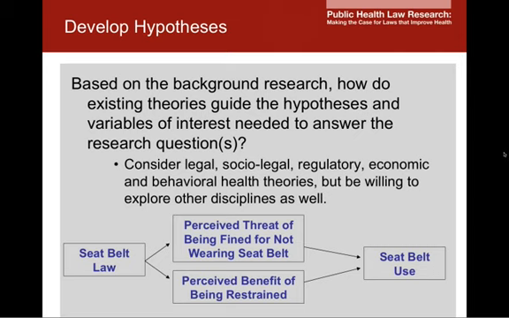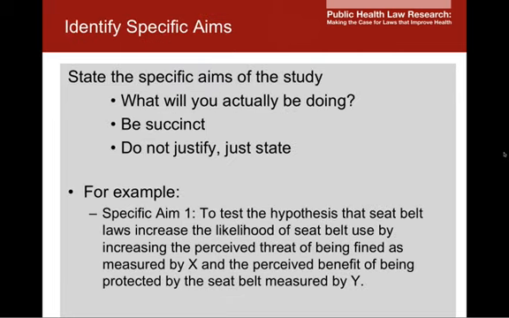For example, as we show here, if the theory says that the decision to engage in a protective behavior is a result of perceived threat and perceived benefit, then a seatbelt law could influence the perceived threat of being fined for not wearing a seatbelt, which, coupled with the perceived benefit of being restrained by the seatbelt, could result in increased use of seatbelts. In addition to stating the hypotheses, a clear statement of the specific aims are needed.